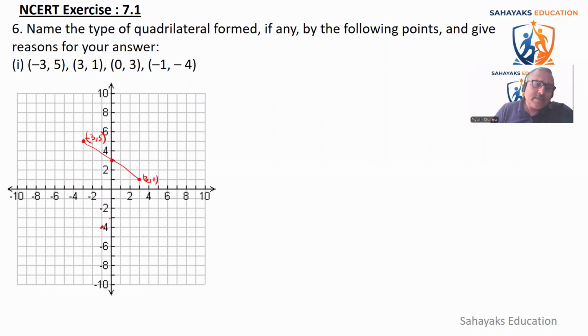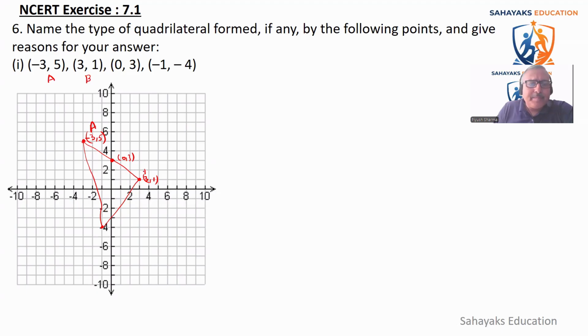I believe it's making a right angle triangle kind of figure. My line is a little tilted, but anyway, this looks like a right angle triangle. So let's find out here. Just say this is 0, 3. I'll put this point as A. This point, 3, 1, as B.